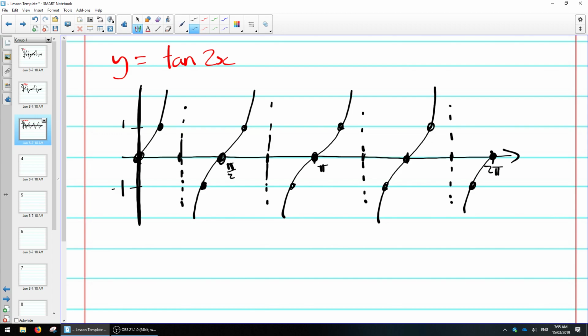So that's pi before, 3 pi before. Because on the normal tan graph, it has pi over 2, 3 pi over 2, 5 pi over 2, 7 pi over 2. But because we're squishing it by 2, they're now all over 4.